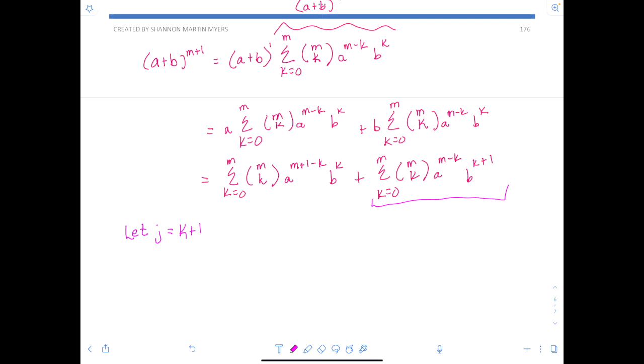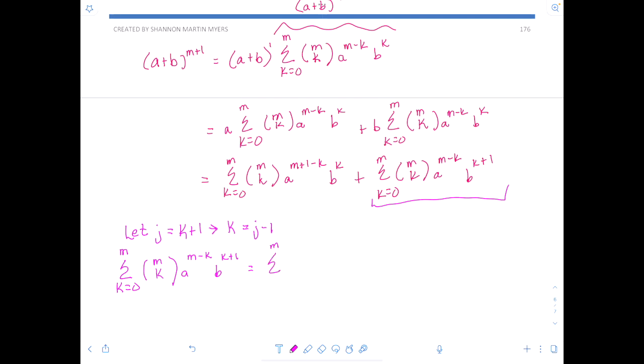So if j is equal to k plus 1, and I isolate k, that's going to be equal to j minus 1, correct? Cool. All right. So our summation as k goes from 0 to m, I'll just rewrite it, of m choose k times a to the m minus k times b raised to the k plus 1. Okay, so we've got this summation.